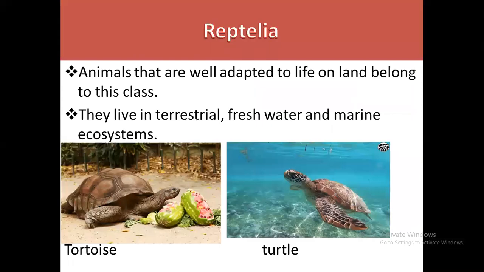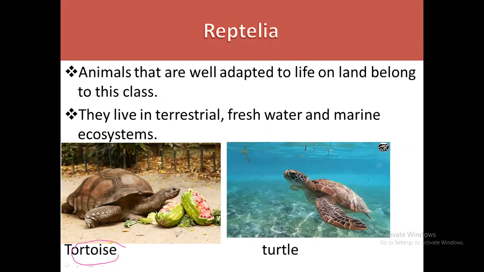Before that, write down this. Reptilia. Another name for Reptilia is reptile. Only write the names. If you have pictures, you can paste the pictures.